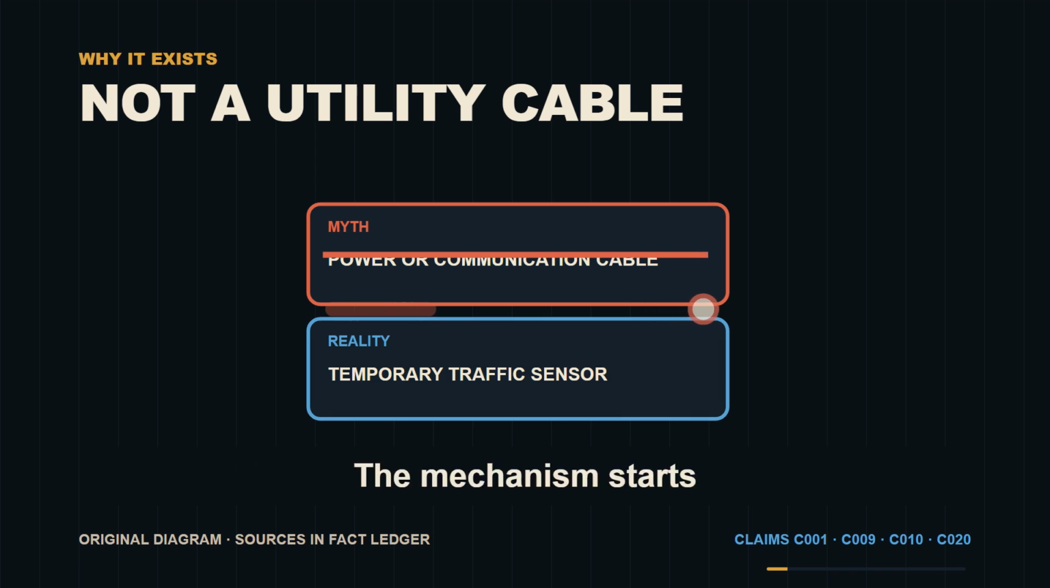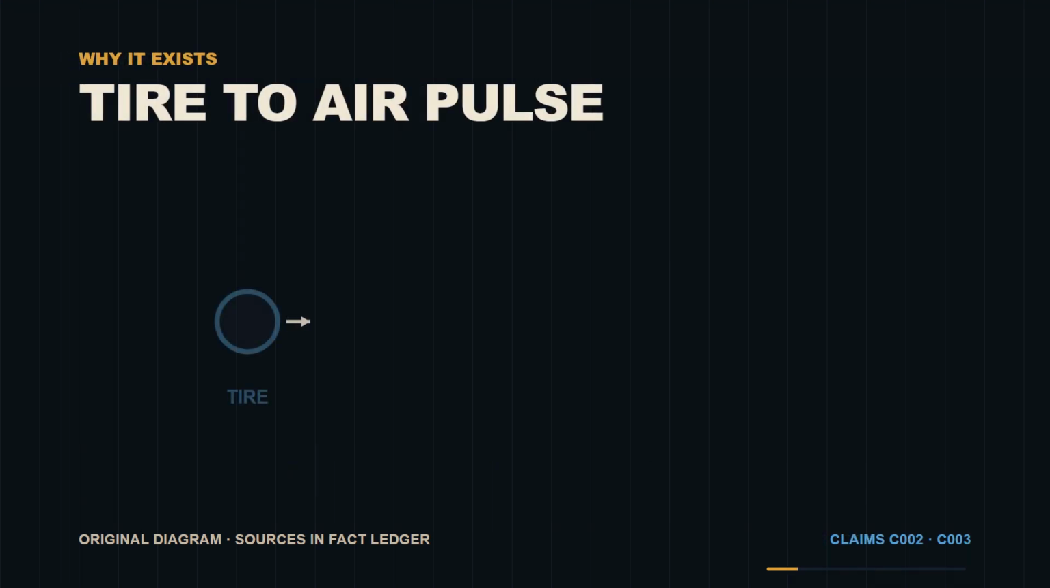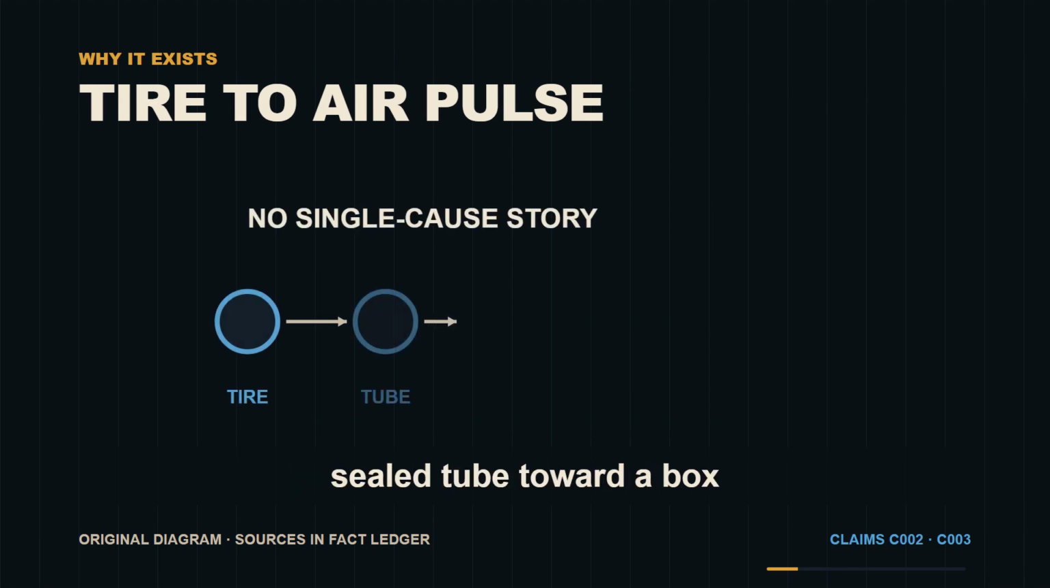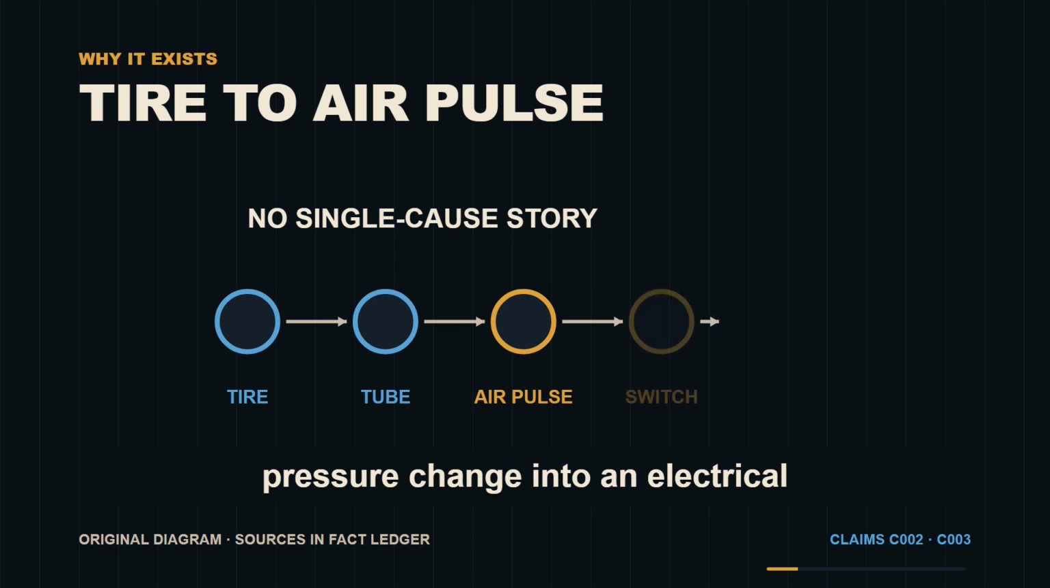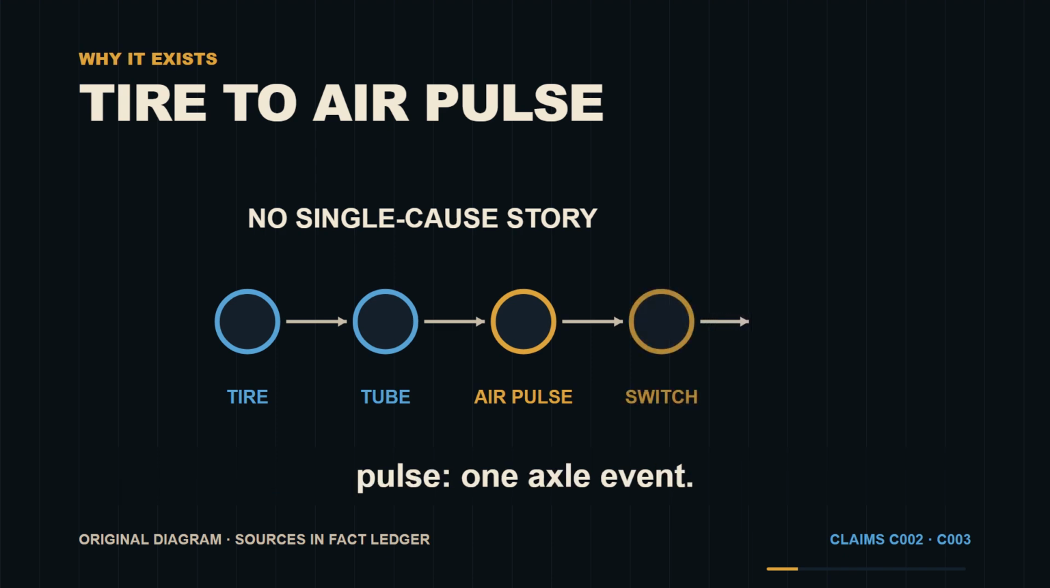The mechanism starts when a tire flattens the hollow rubber tube against the road surface. That squeeze launches a short burst of air along the sealed tube toward a box beside the lane. Inside the box, an air switch converts the pressure change into an electrical pulse, one axle event.